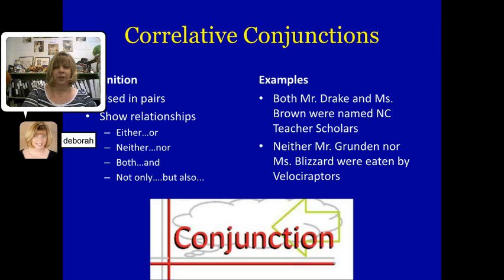Correlative conjunctions are always used in pairs. These are the ones that show relationship, and some of the most common ones include either, or; neither, nor; both, and; not only this, but also that. So, both Mr. Drake and Miss Brown were named North Carolina teacher scholars. Neither Mr. Grundon nor Miss Blizzard were eaten by velociraptors. So the correlative conjunction helps to show the relationship between those two different thoughts in that pair: either, or; neither, nor; both, and; not only, but also, and those kinds of formations.